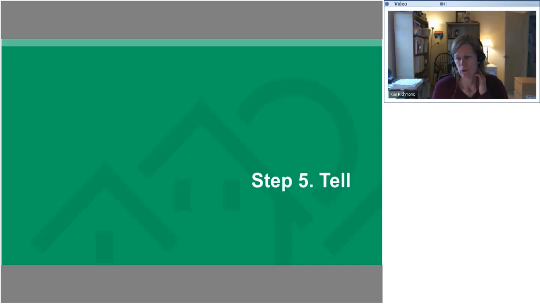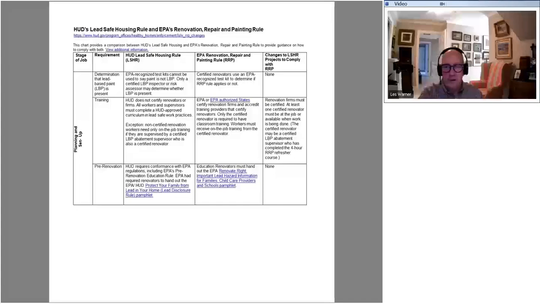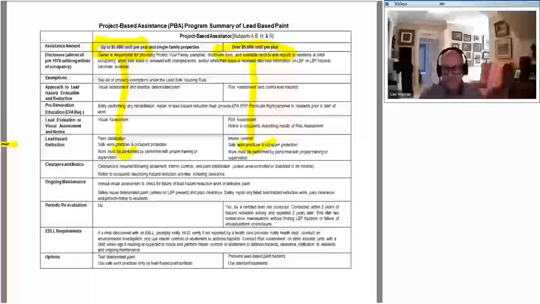And then just reinforcing what you had just gone through for project-based assistance. Greater than 5,000, risk assessments are required, interim controls, and then you would need to use a certified renovator in RRP to be able to conduct the interim controls on the paint, and any dust and soil hazards as well. I think following the chart is a good reference to help remind folks of what's required here. It will be key. Yep, and here's the chart that we have here.